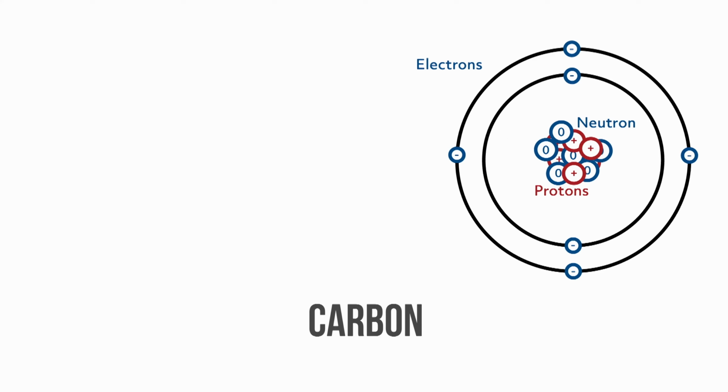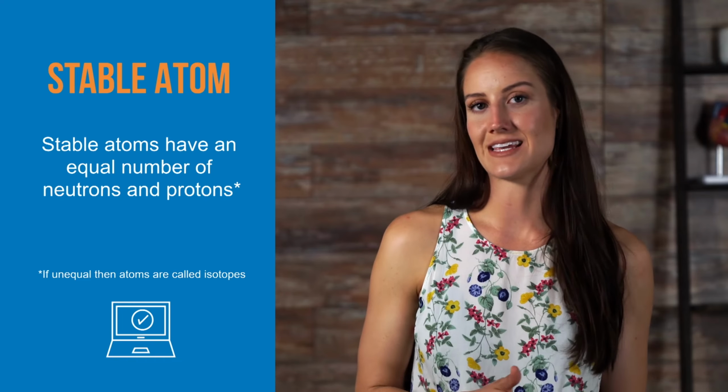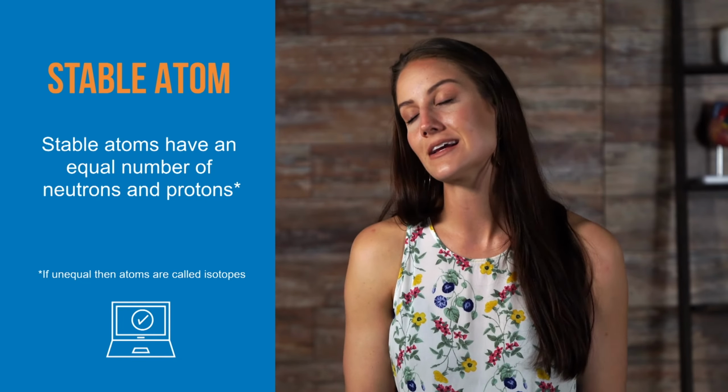In general, an atom will have a specific number of neutrons in the nucleus, meaning the atom won't lose or gain any neutrons for a very long time. This is called a stable atom. Usually, a stable atom has an equal number of neutrons and protons, but there are exceptions.